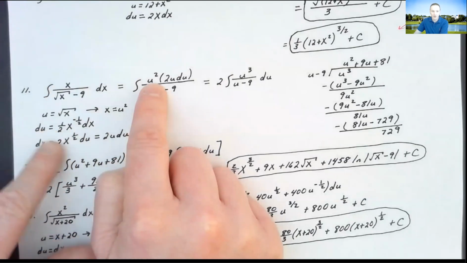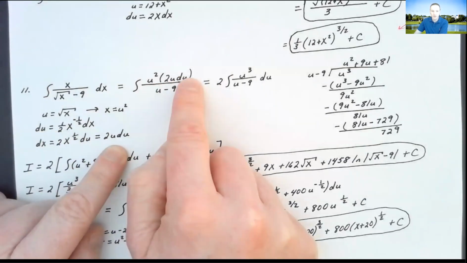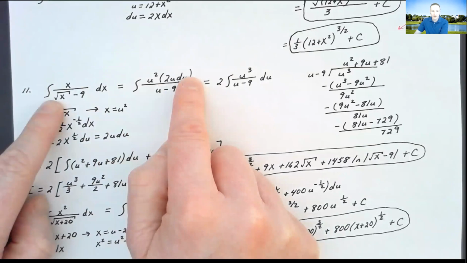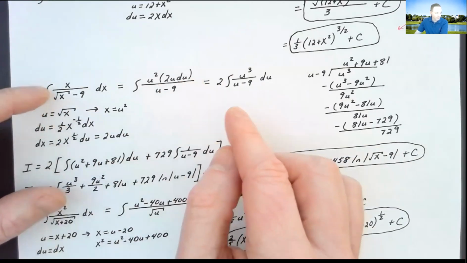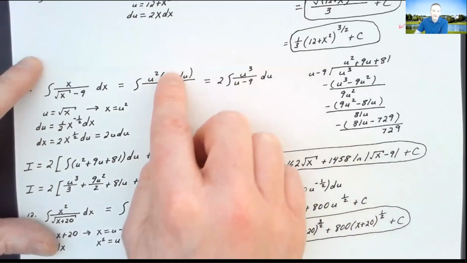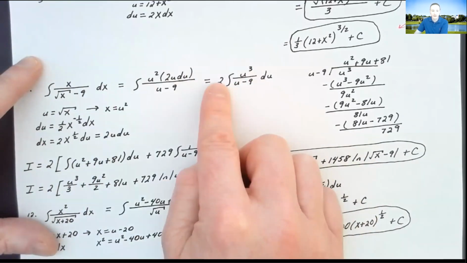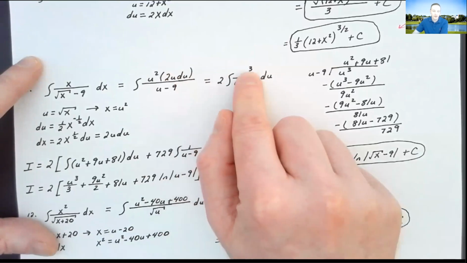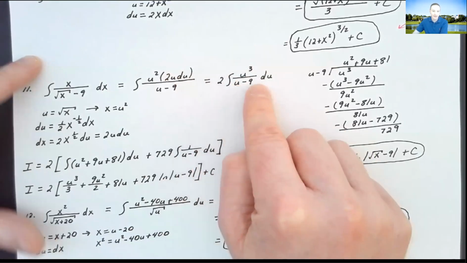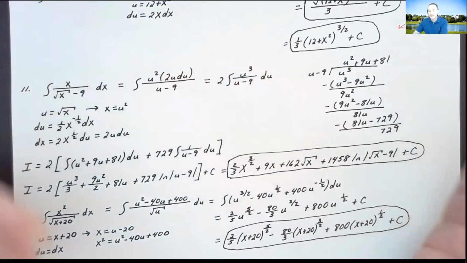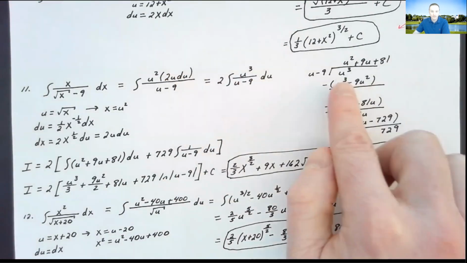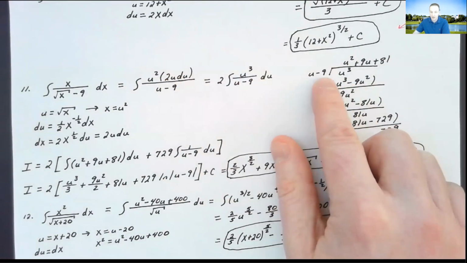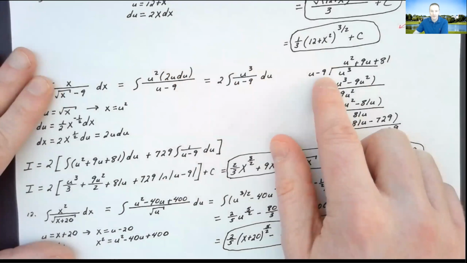Dx, that goes in the numerator as well, is equal to 2u du. My denominator is just going to become u minus 9. So this is similar to an earlier problem we had. This time I'll factor the 2 out in front. My numerator is going to be u to the third. My denominator, u minus 9. Again, the instant you get that the numerator is of greater than or equal power to the denominator, you should instantly go ahead and say long division is your best technique to simplify.